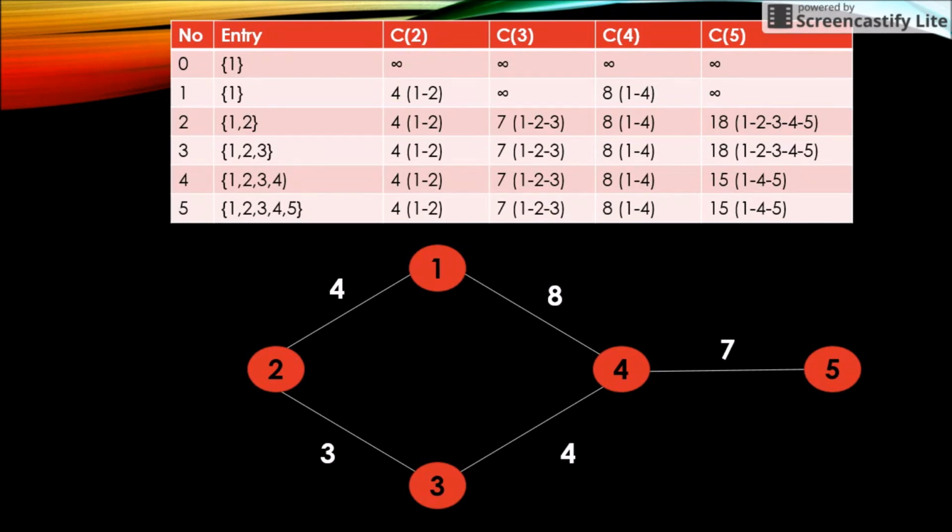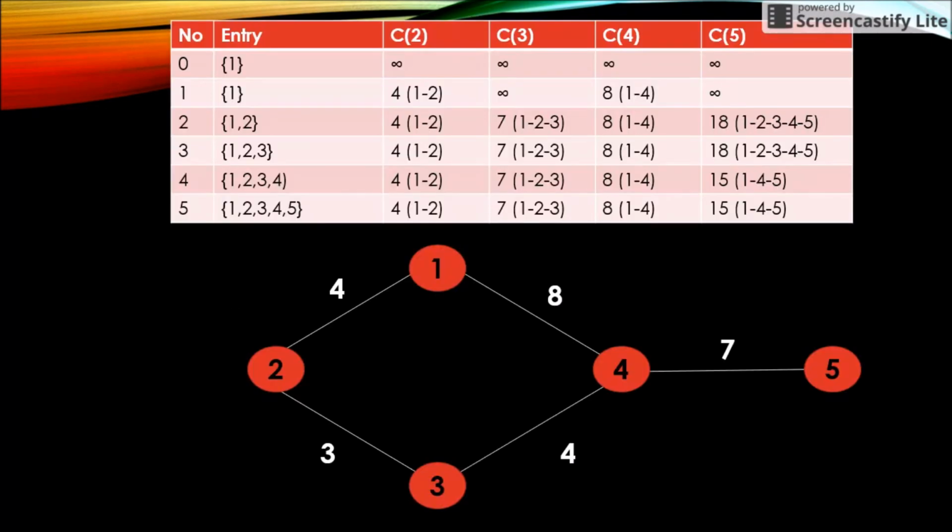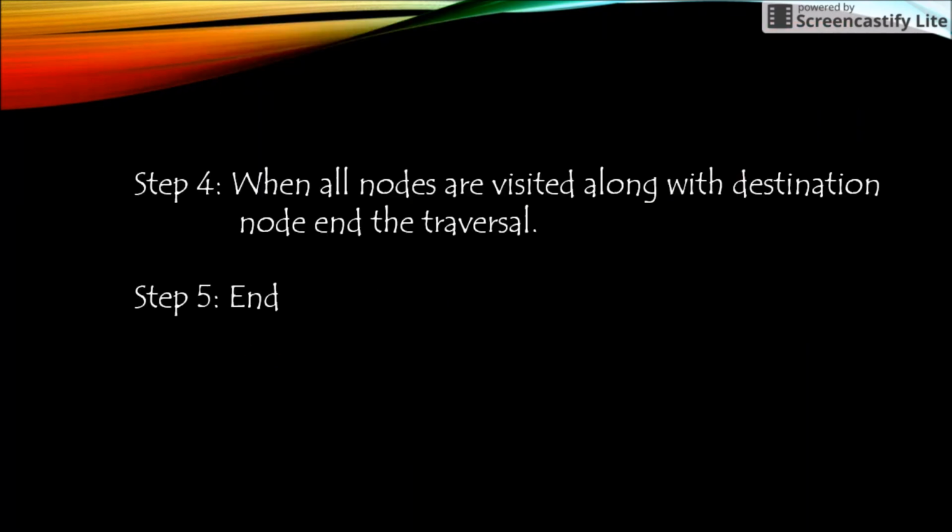Well, let's see, are the steps of the algorithm complete? Step 4 says that when all nodes are visited along with the destination node, end the traversal. And as you can see in our entry column, we have all the 5 nodes along with the destination node 5. So step 4 is complete. And we can stop, that is end our algorithm here. And ultimately, we have found our shortest path along with the minimum value possible.